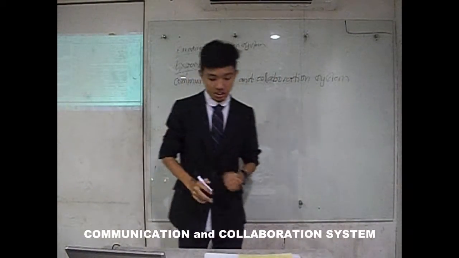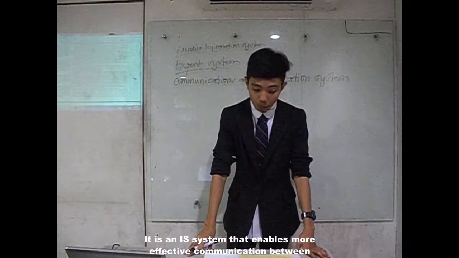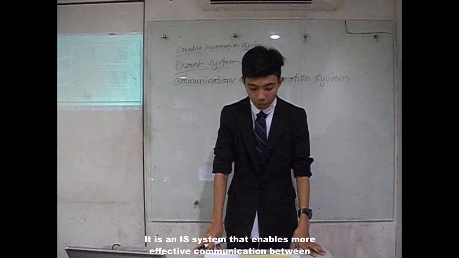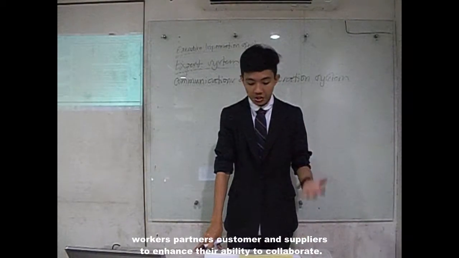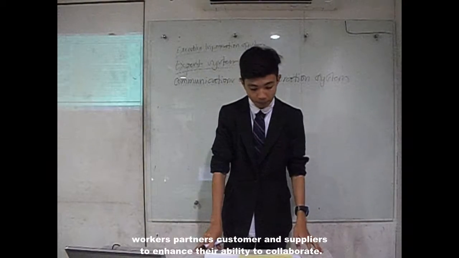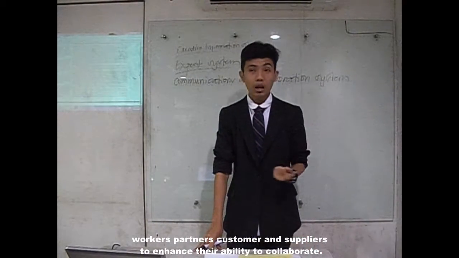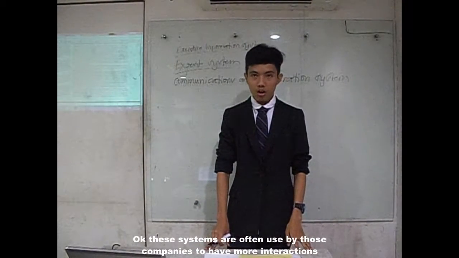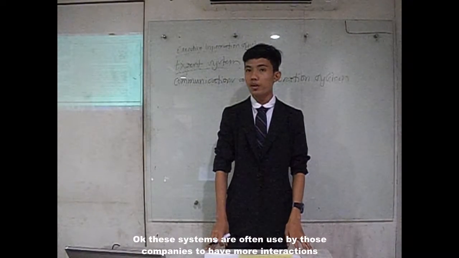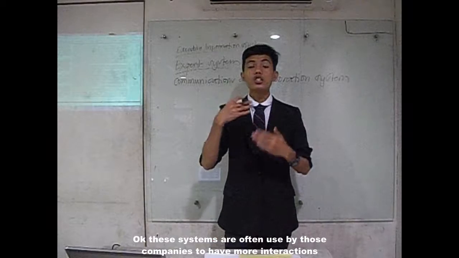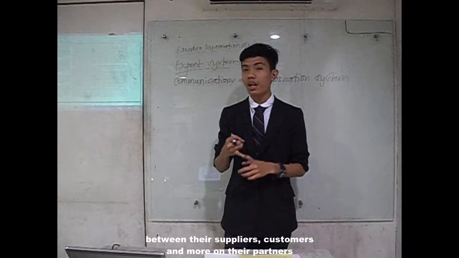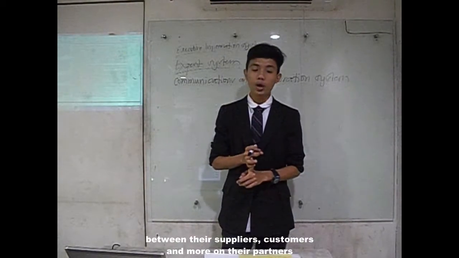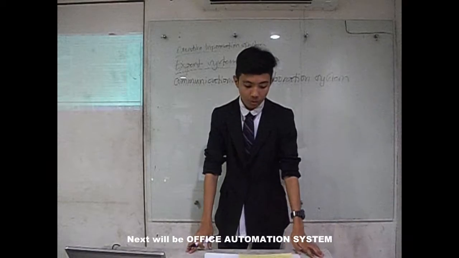Next will be the Communications and Collaboration System. It is an information system that enables more effective communication between workers, partners, customers, and suppliers to enhance their ability to collaborate. These systems are often used by companies to have more interactions with their suppliers, customers, and partners.